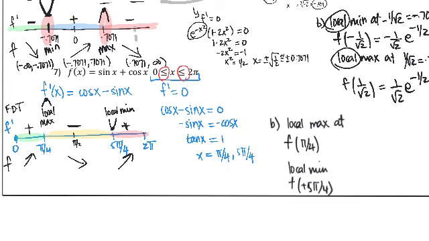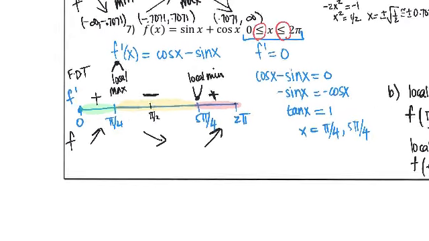So we can just go back into our function, sine x plus cosine x. So at pi over 4, that becomes rad 2 over 2 plus rad 2 over 2, which is 2 times rad 2 over 2. That's simply rad 2. And then you do the same thing here for 5 pi over 4, and both of these will be negative. And so you get negative rad 2 as your local min.